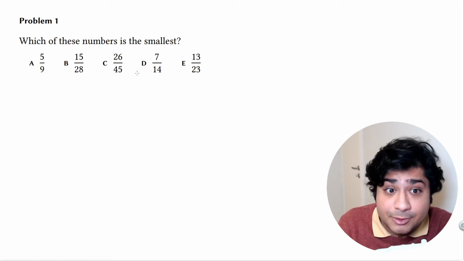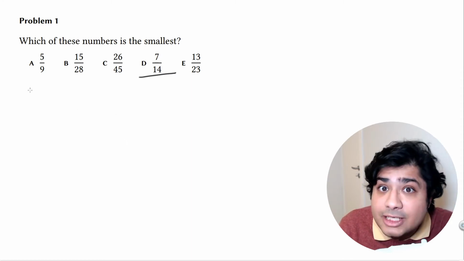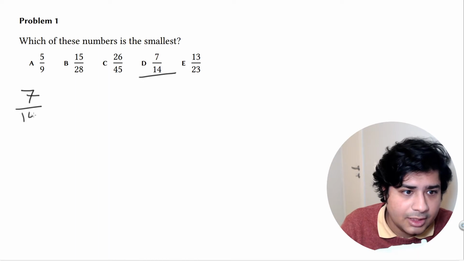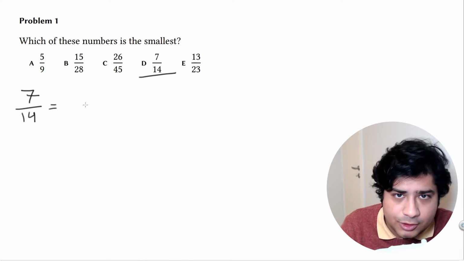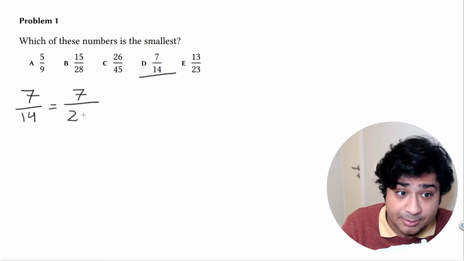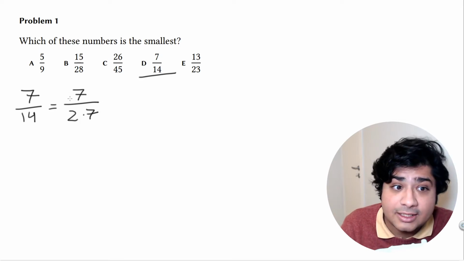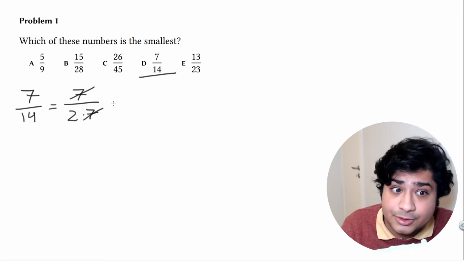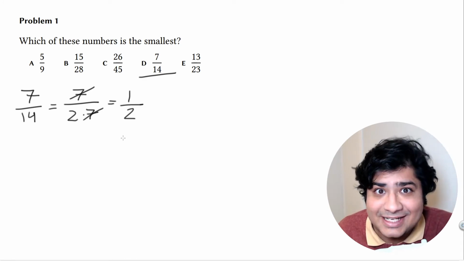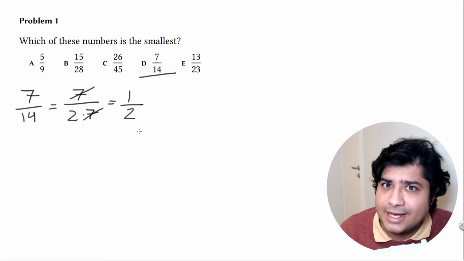Well, I don't know about you, but for me, it's definitely this one, 7 over 14, because I can immediately see that 7 over 14 is, of course, the same as 7 over 2 times 7, right? 14 is just double of 7, which means that I can cancel these two out, which means that I am left with 1/2. Now, that is definitely my favorite number out of all of these. So I'm going to start with that one.